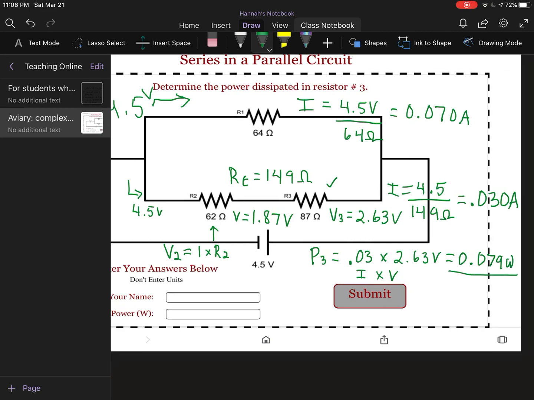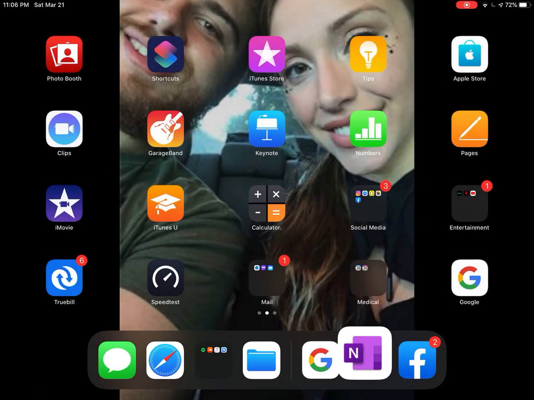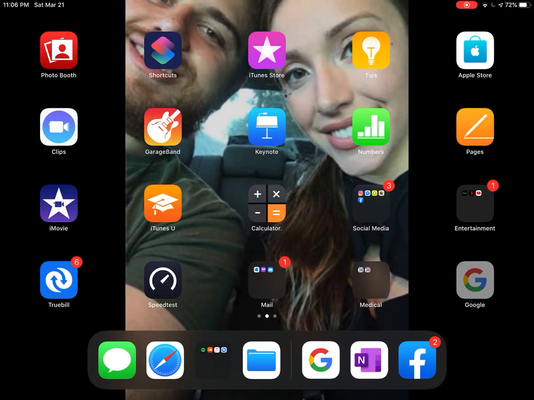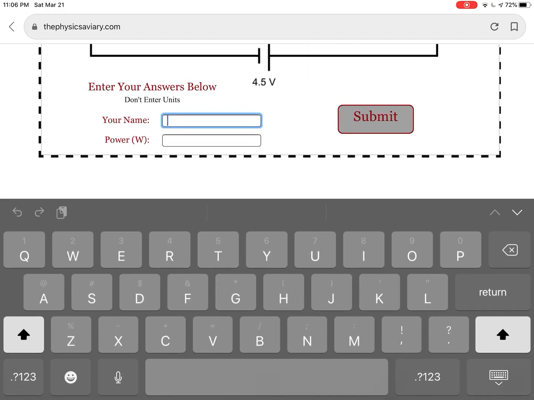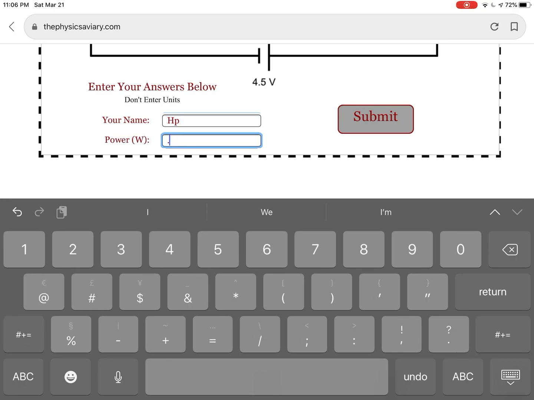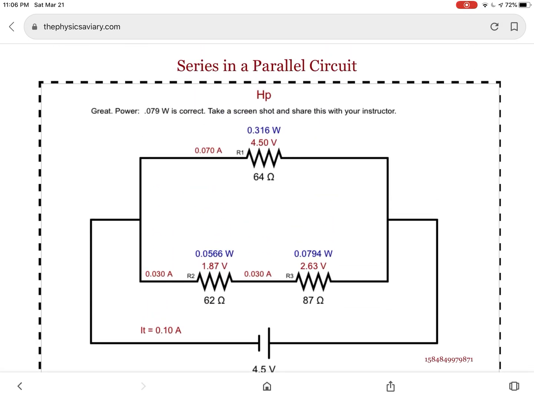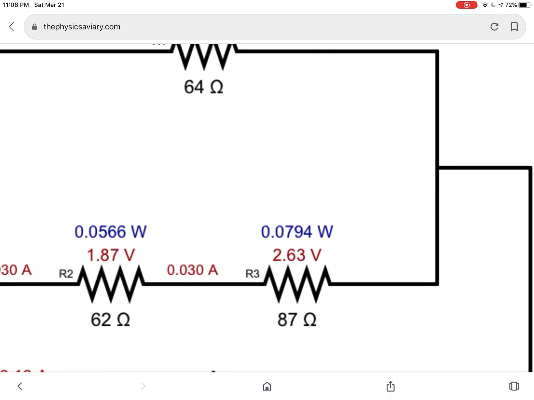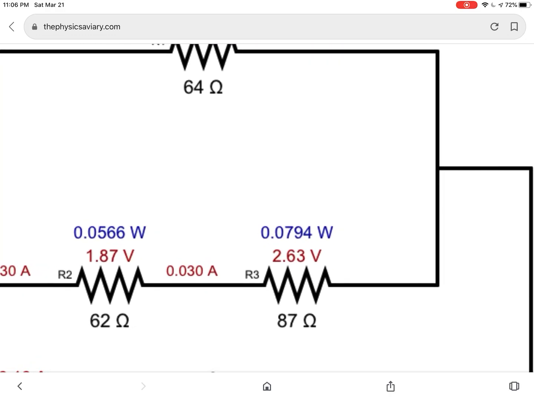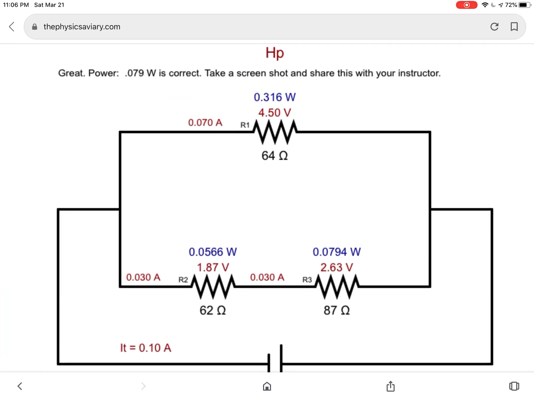Now I pray that I do not shame myself and my family. Oh, thank God. Okay. It's always a moment of truth. We did it. It is 0.079 watts. Yay. It's good to be right.